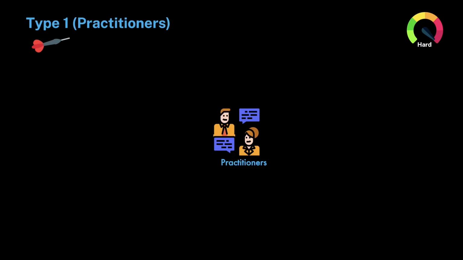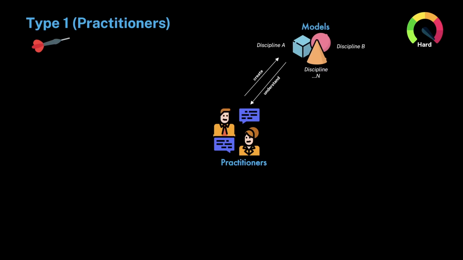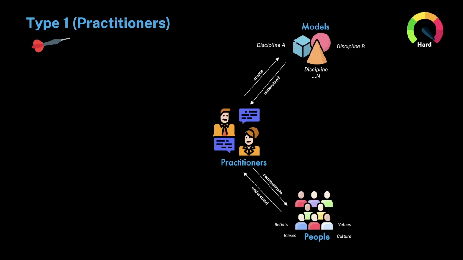To do a good job at PM, you need to be good with models, and lots of models. What I mean by that is being able to understand and create models from different disciplines. You also need to be good with lots of people. By good, I mean being able to communicate with and understand people from different backgrounds and walks of life, with their baggage of biases, beliefs, and values.